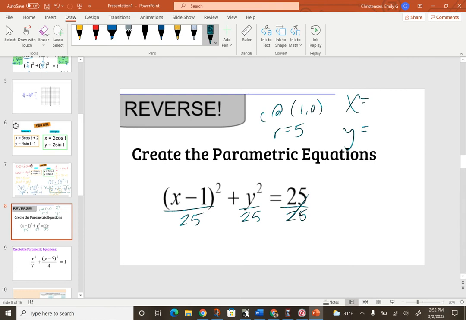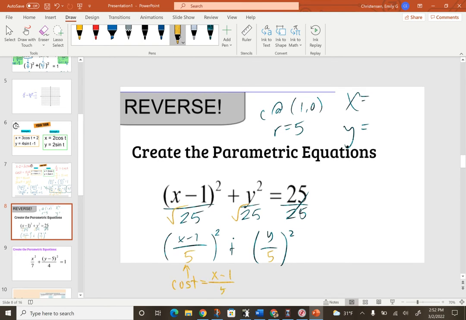And then I have to think of that step before here. This would have been x minus 1 with what on the bottom? What would have been squared to get you 25? Same thing here. What would have been in that denominator squared to get you 25? Or think, what is the square root of 25, which would be 5. So now, since it's x, this is what cosine of t was equal to. And this is what sine of t was equal to.